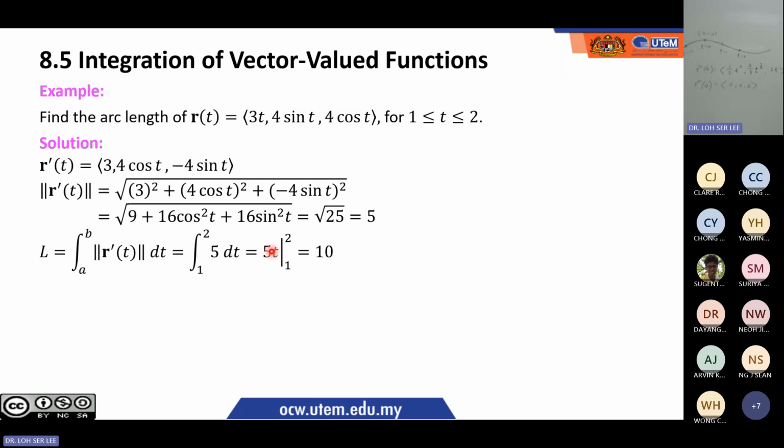So this one you just need to substitute. Substitute 2 into t, 10 minus 5 times 1, so 5t. This one should be 5.